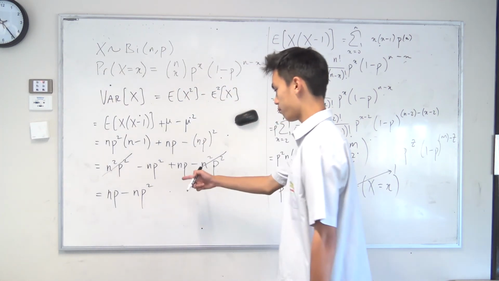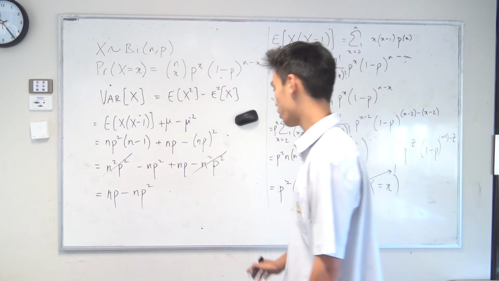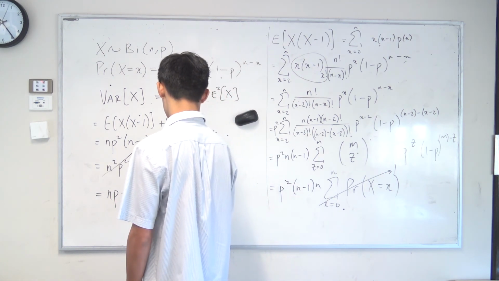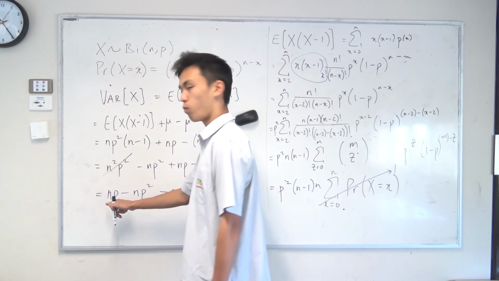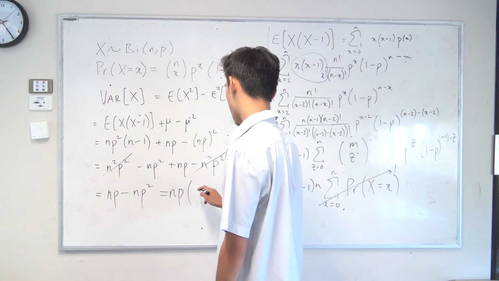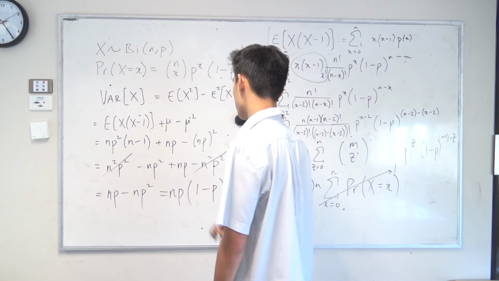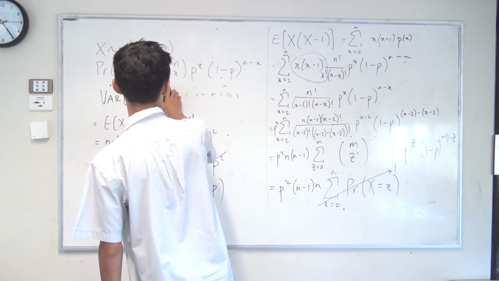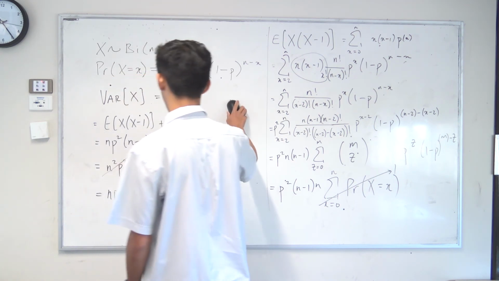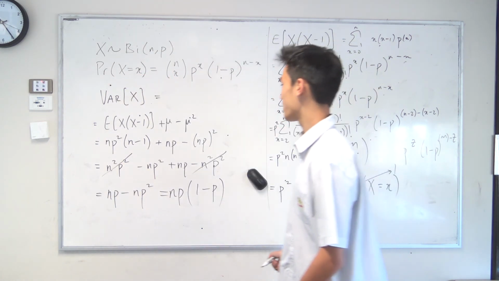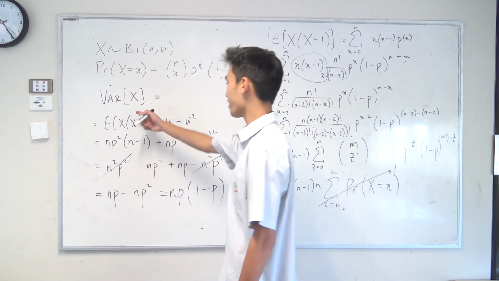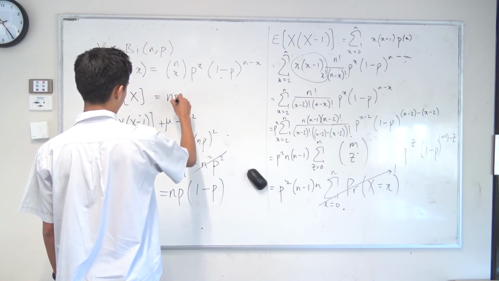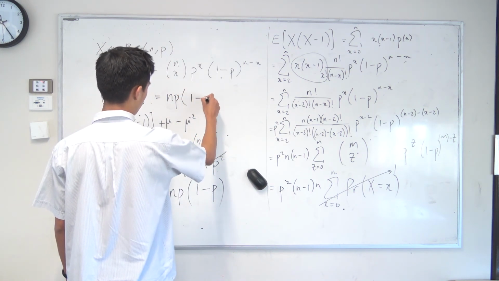And we can factor this out a little bit more. This is equal to, we have a common factor of n times p. So this is going to be n times p. And then we have one of those minus another p. So 1 minus p. So overall, what exactly did we just find right here? We found in the end that the variance of a binomial probability distribution is just n times p times 1 minus p.